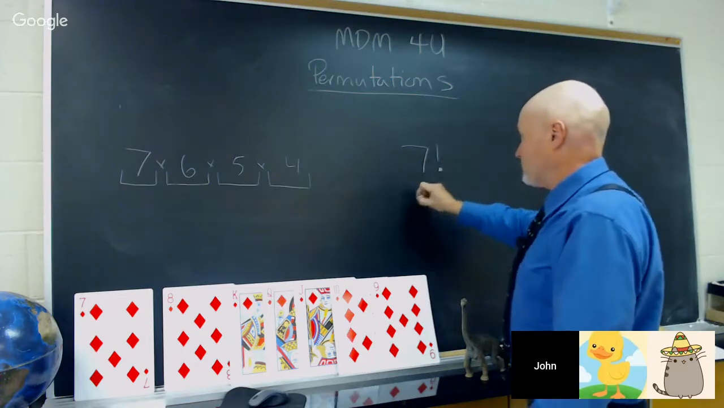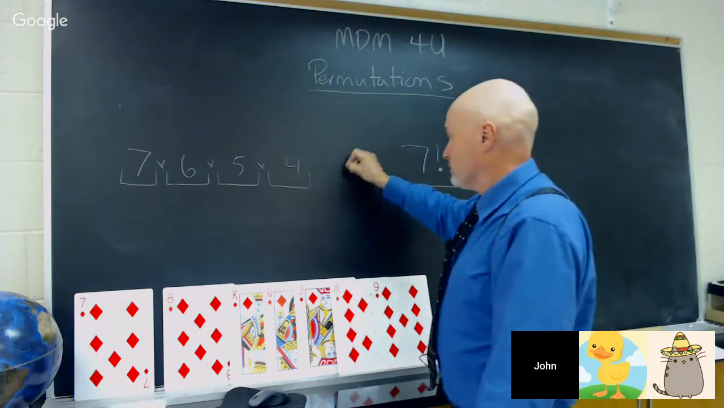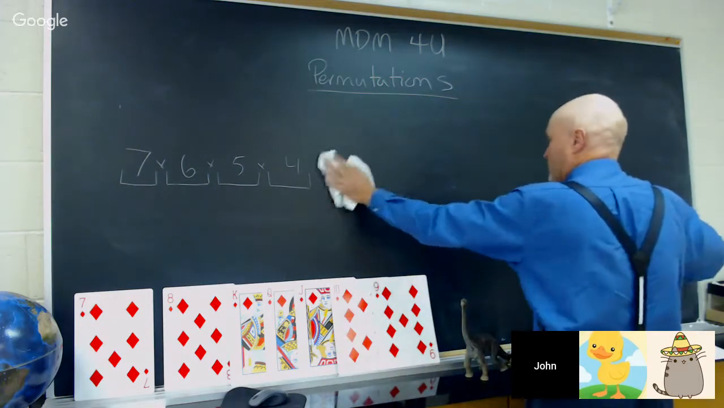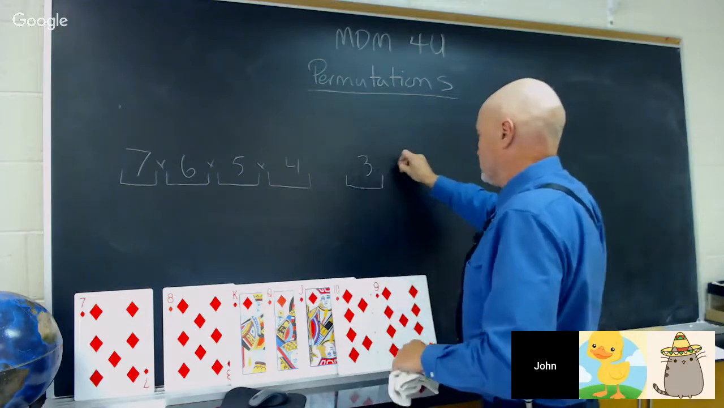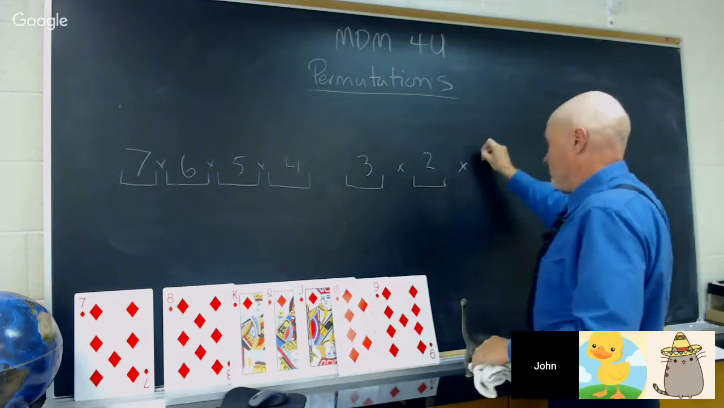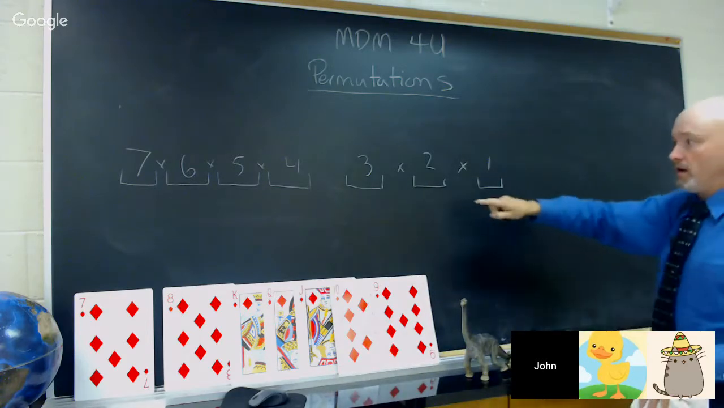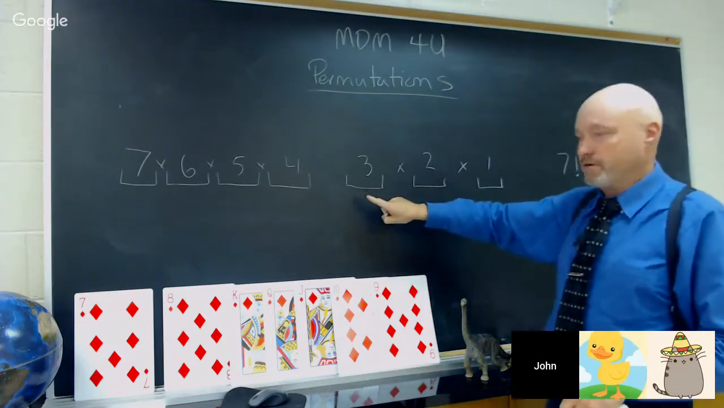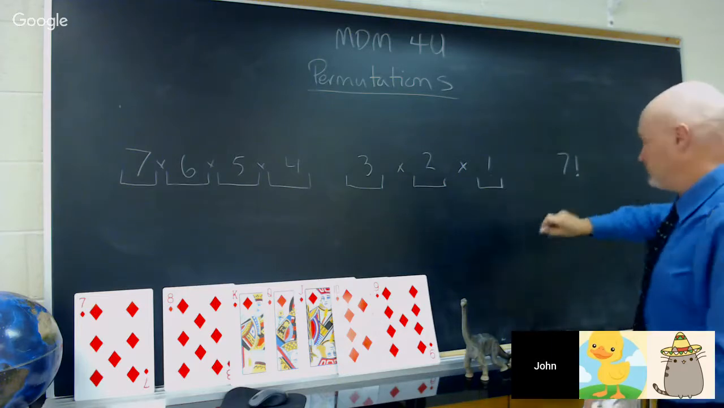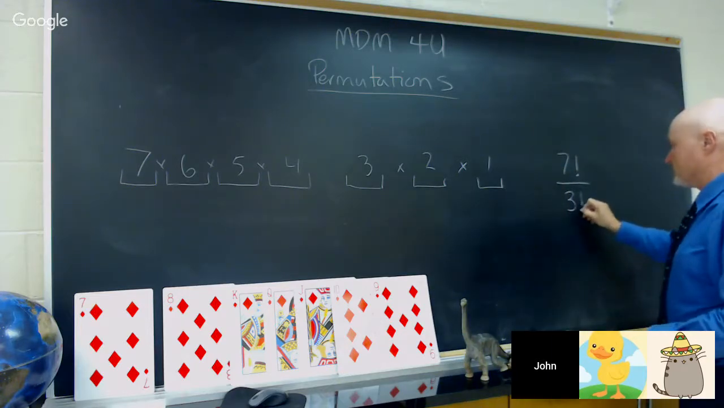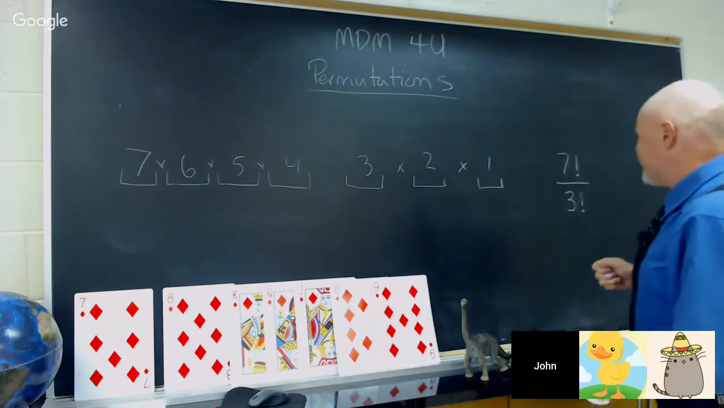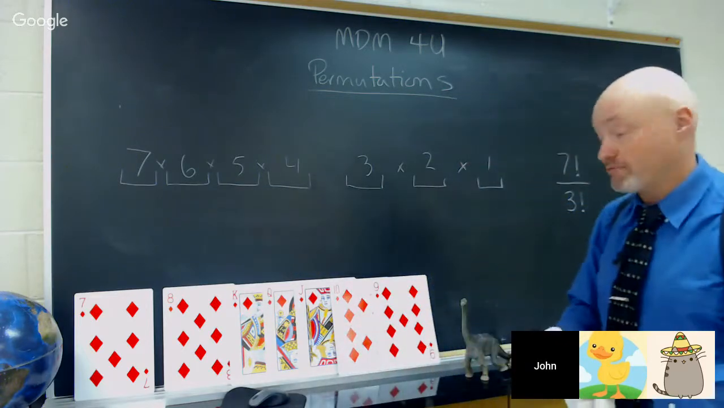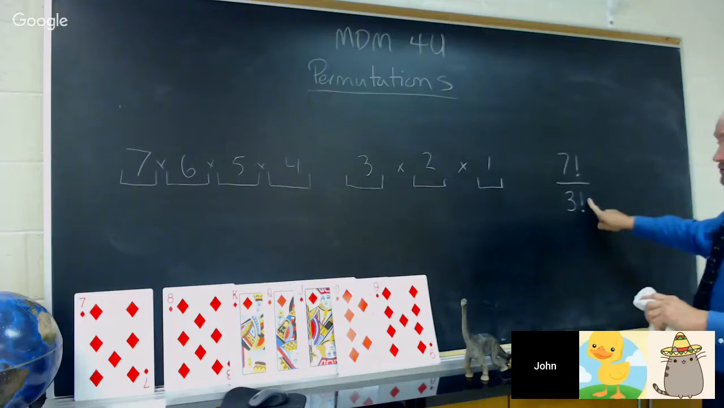We can just use 7 factorial, and we're not using this part, right? 3 times 2 times 1. This whole thing would be 7 factorial, but I really want to get rid of this 3 times 2 times 1 part here. So I can just divide by 3 factorial. This way I can tell how many arrangements of 4 objects taken from 7 there are: 7 factorial divided by 3 factorial.